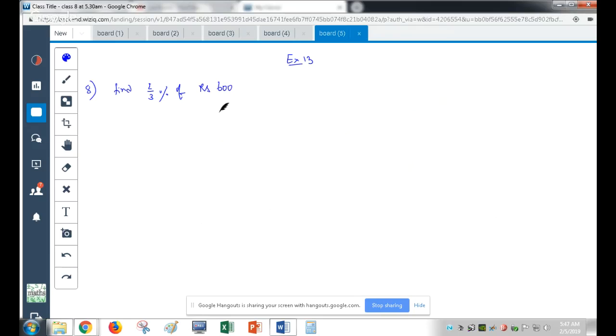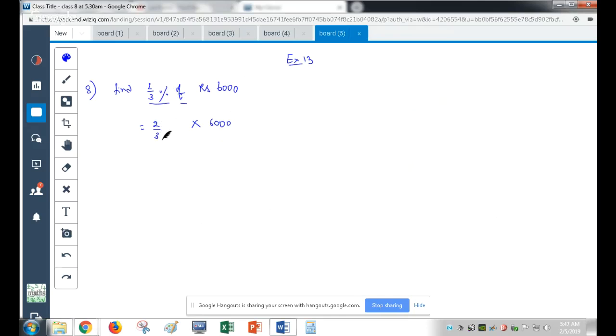Okay. 6,000 rupees. So that means "of" means you have to write multiplication. This 6,000 rupees, let us not write any unit, just 6,000. And then you have to write this in fraction. How much is this? 2 by 3.